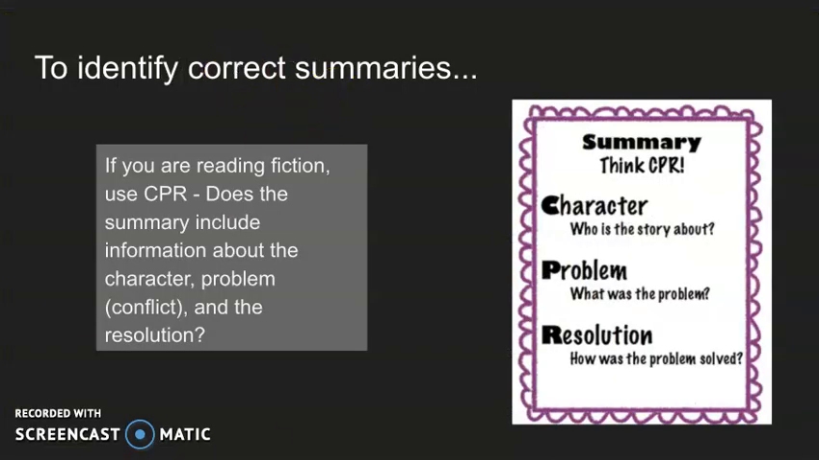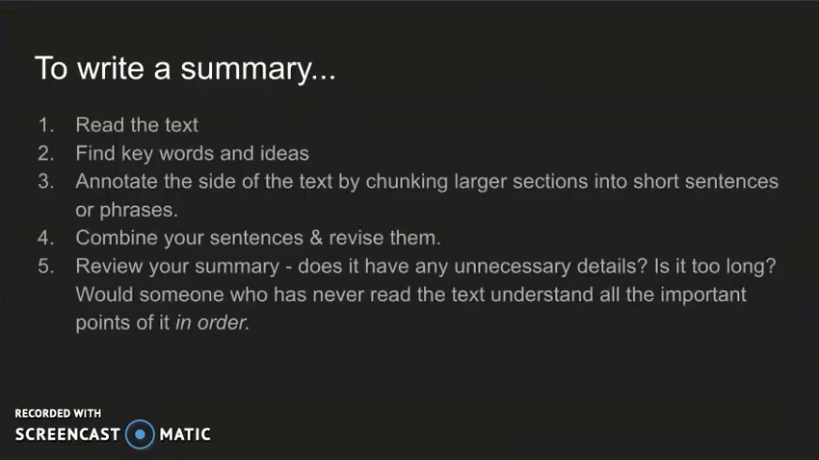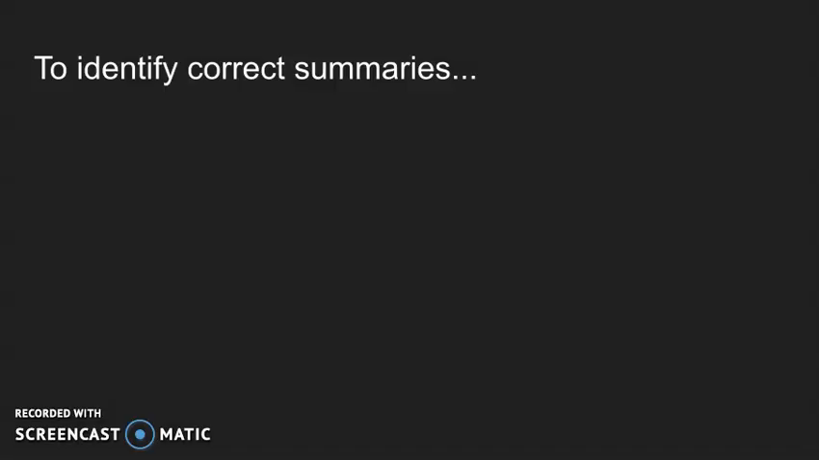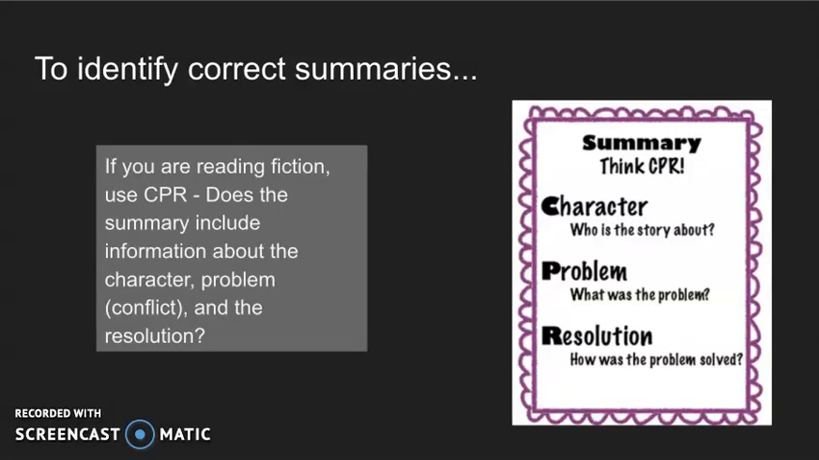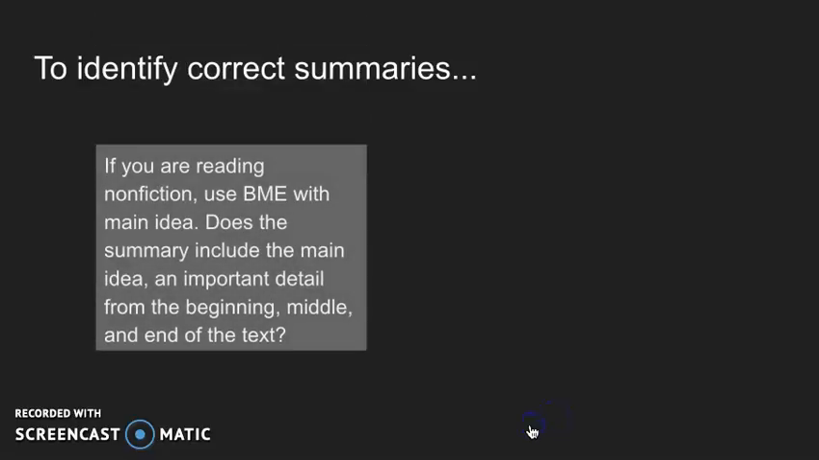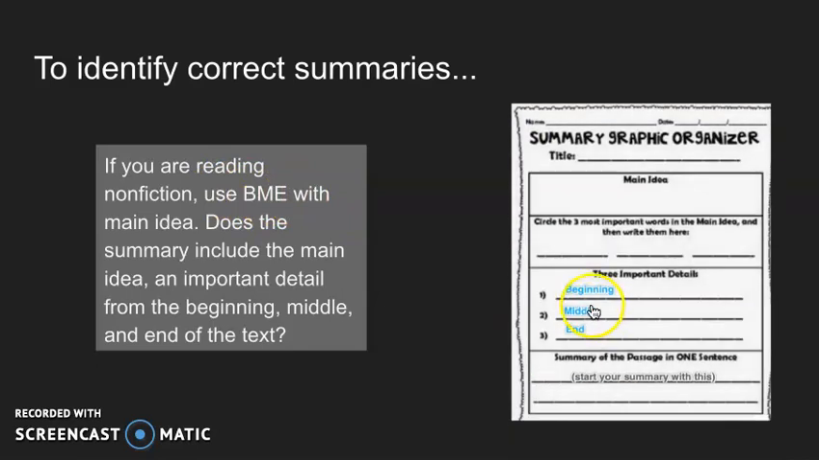And then to identify correct summaries. So we talked about writing summaries, but when you are looking at options for summary, it's a little bit different. So let's say you're looking at a multiple choice quiz and you see a nonfiction text. So for nonfiction, you want to use the strategy BME, which is beginning, middle, and end. And so it's important that you do BME with the main idea.